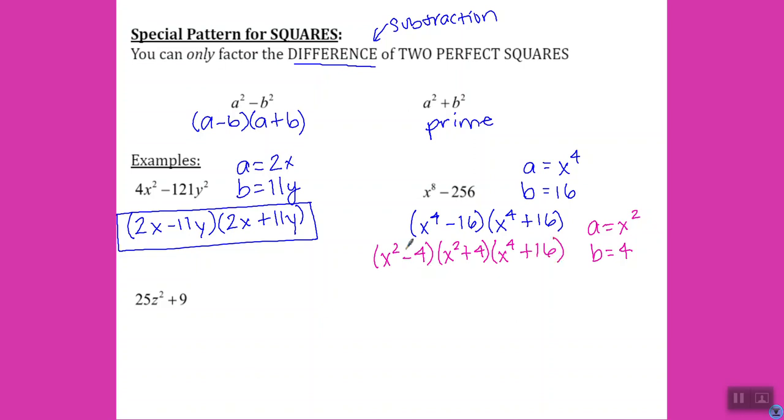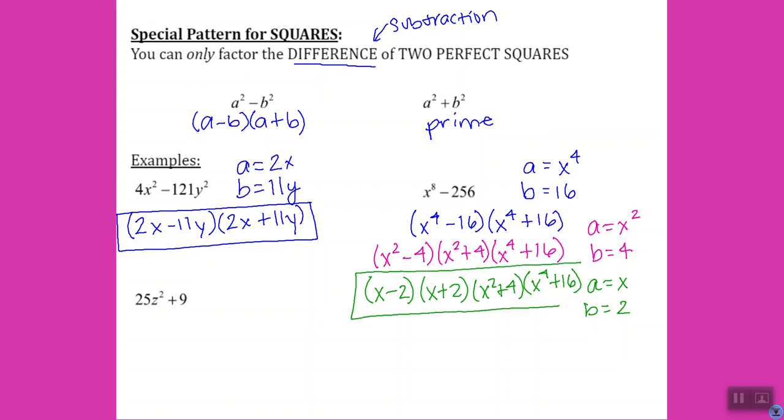But look what happens now. X squared minus 4, that's another set of perfect squares being subtracted. So this time we'd have a is x and b is 2. So we'd get x minus 2 times x plus 2, bring down our x squared plus 4, and bring down our x to the 4th plus 16. And that's our final answer, because we've run out of perfect squares.